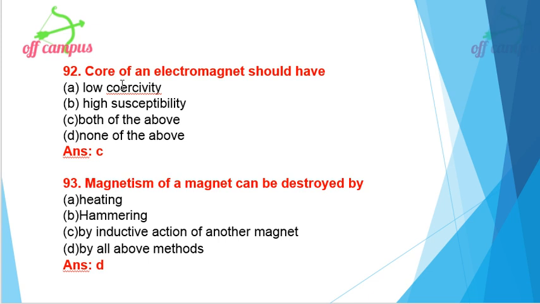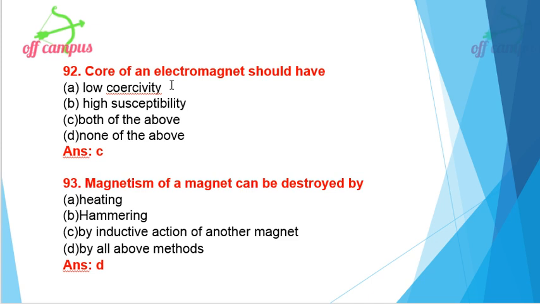Then 92, core of an electromagnet should have low coercivity, high susceptibility, both of the above, or none of the above. So, the core of an electromagnet should have high susceptibility and low coercivity. What is susceptibility? Permeability, or the property of accepting the magnetic properties of magnets.